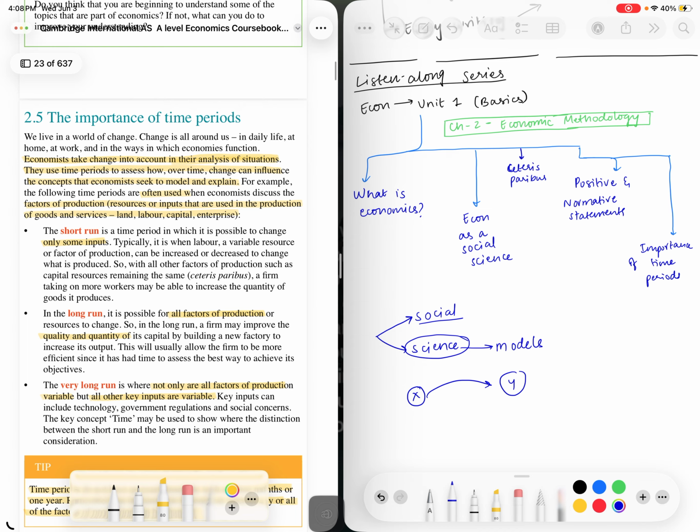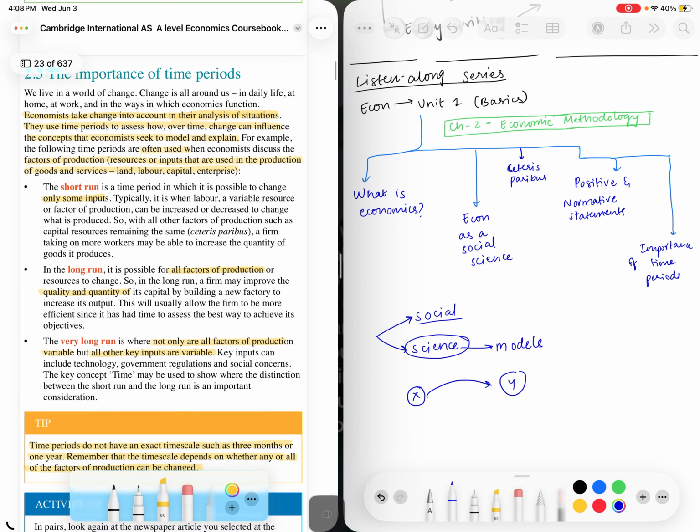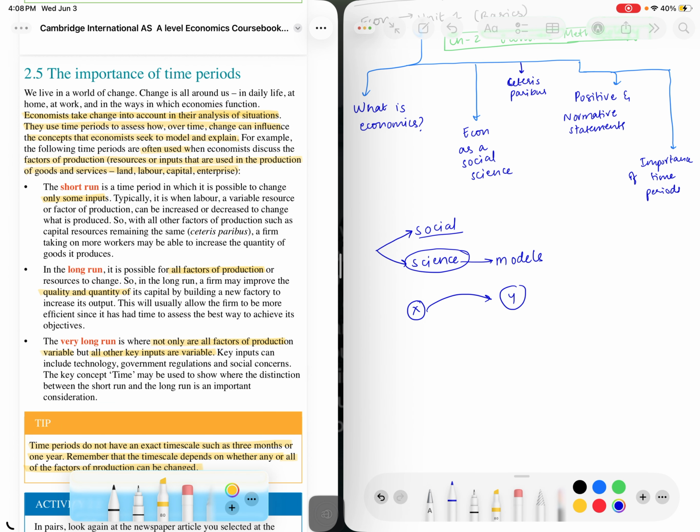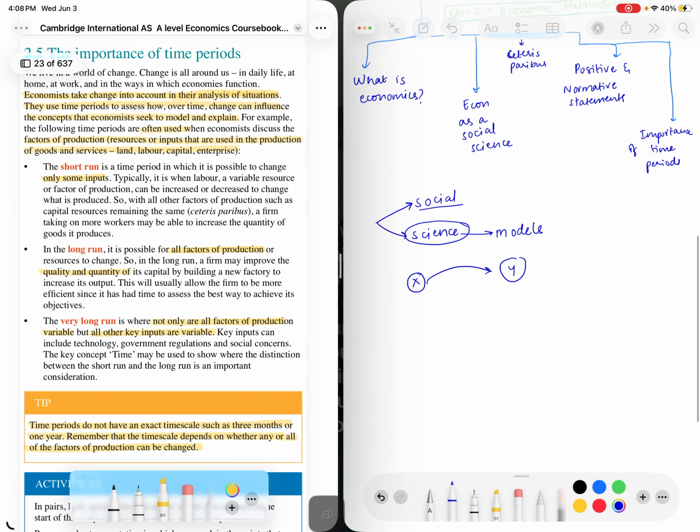Last part of this chapter is the importance of time periods. While we're trying to model change in the economy, we can do that by seeing whether it's in the short run, long run, or very long run, right? But one common misconception is that short run may be 2 or 3 months and long run is one year. No. Short run, long run, and very long run are not based on the time scale. Instead, they're based on how many factors of production can be changed.